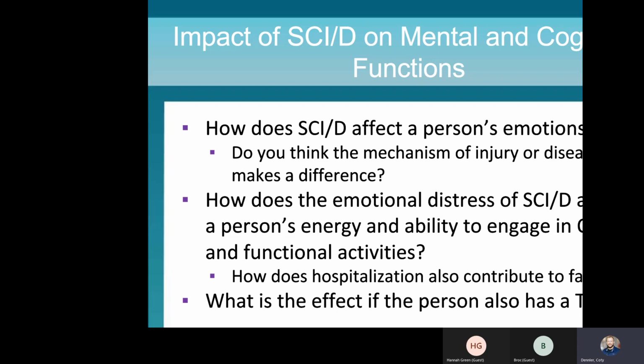So also, do you think that the mechanism of the injury, the way that the person is injured, or the level of the spinal cord injury is going to make a difference in how this person's going to feel?